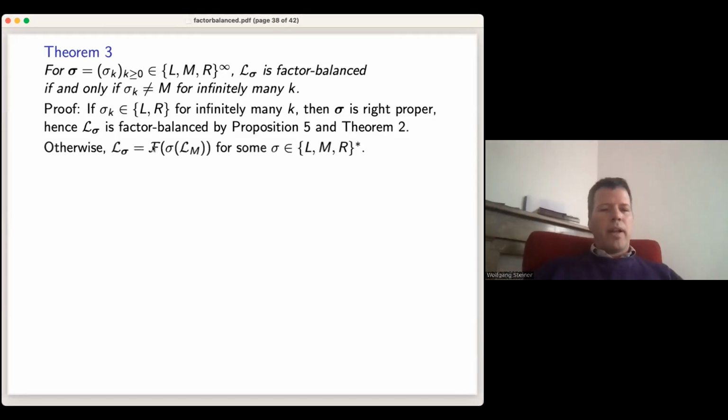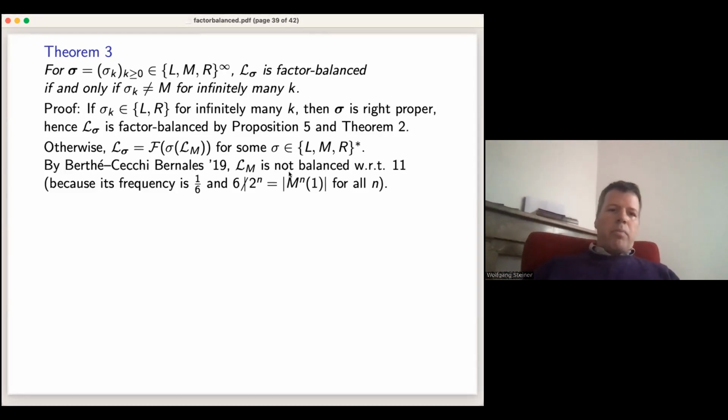Now for the other direction, suppose that almost all sigma k are equal to M. So this means we are in the situation that we have L, M, the fixed point of M, then apply a substitution sigma, which is a concatenation of L, M and R's, and then take the factors.